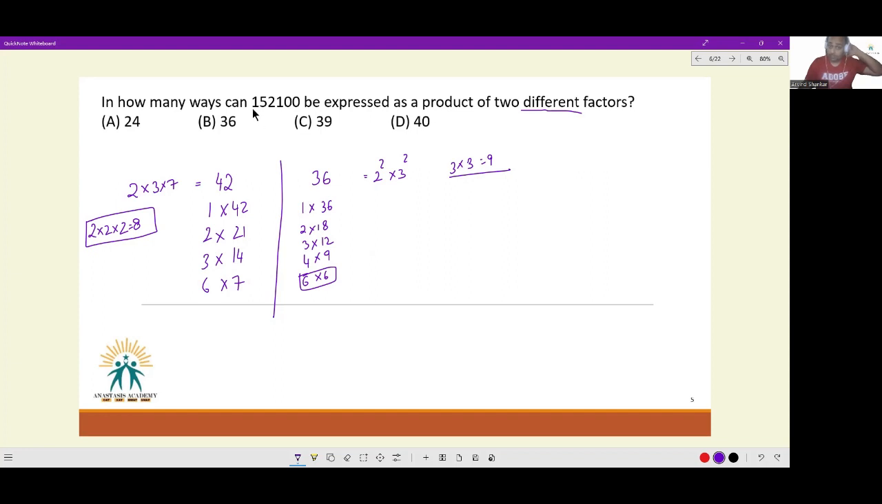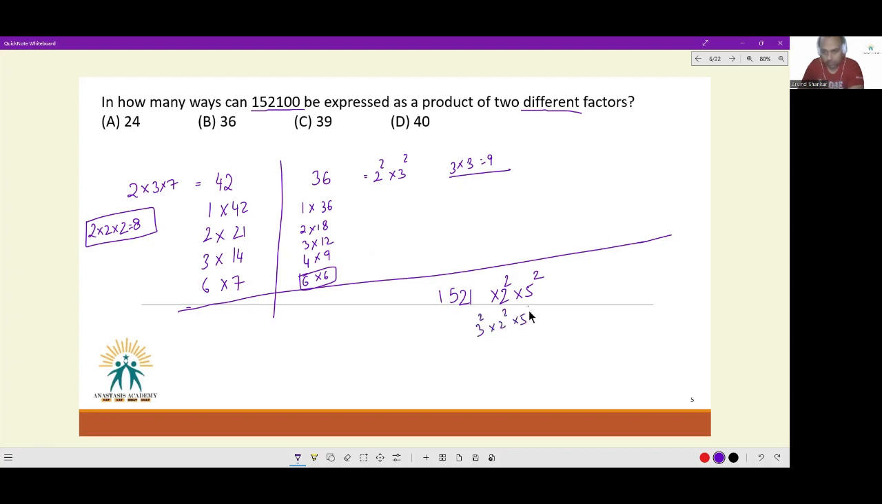Now, if we have to solve it for this number, I've done it for two smaller numbers just to establish the baseline. If I have to do it for 152100, I have to check if 1521 is a perfect square. First thing I know is 100 is 2 square into 5 square. I can happily break 100, the last two zeros, into 2 square into 5 square, no challenge at all. Now this 1521, I have to do the prime factorization. I see it is divisible by 9. So I break it down as 3 square into 2 square into 5 square.